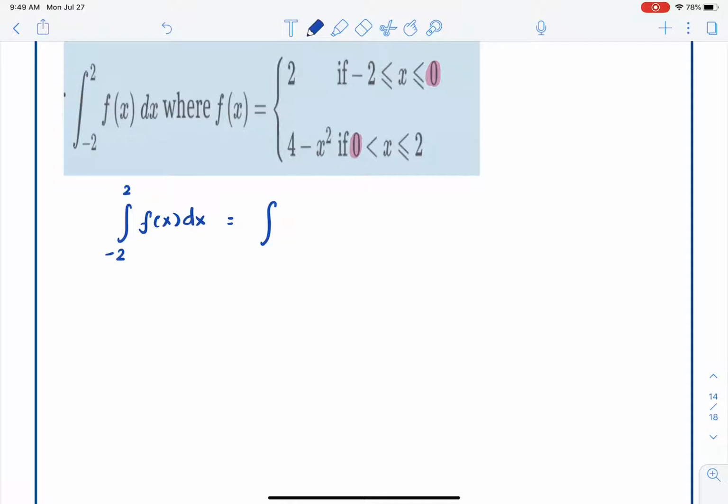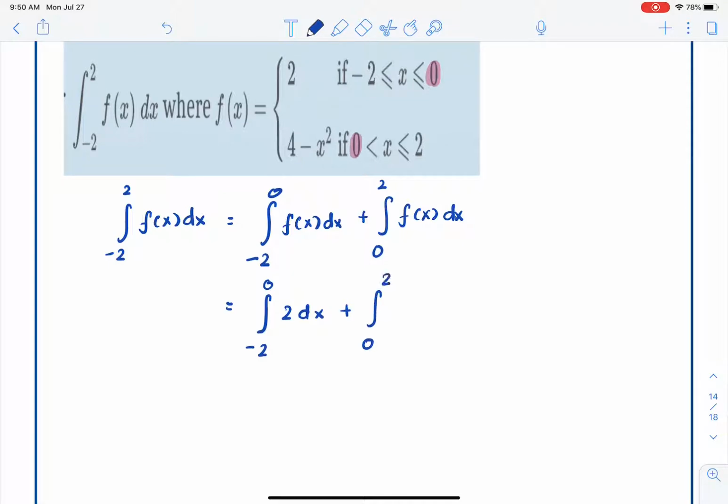And we should always note if this function is continuous. You can see that at x equal to 0, it is not continuous. So the integral from minus 2 to 0 of f of x dx plus the integral from 0 to 2 of f of x dx. That's one of the properties of integrals. So the integral from minus 2 to 0 of 2 dx, plus the integral from 0 to 2 of 4 minus x squared dx.